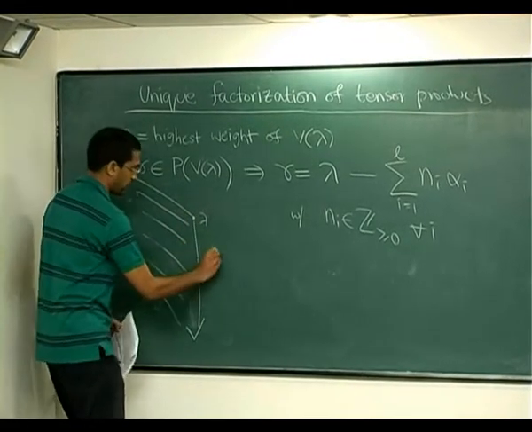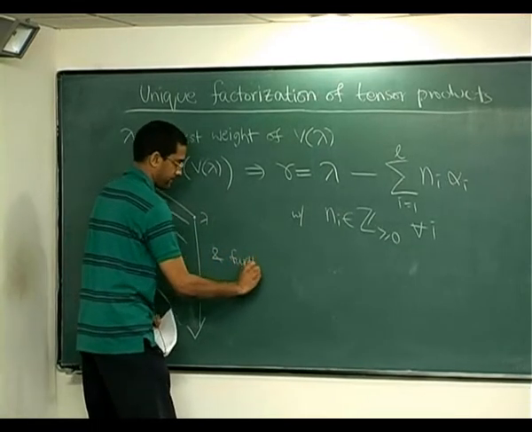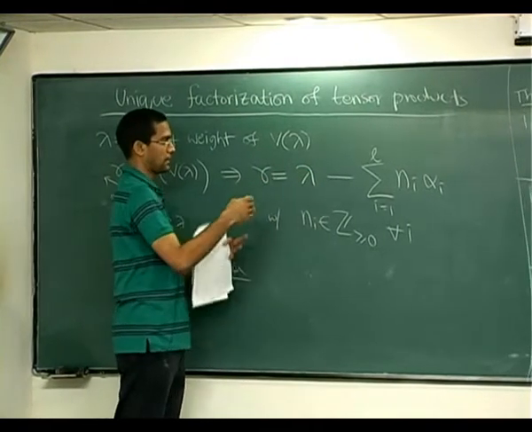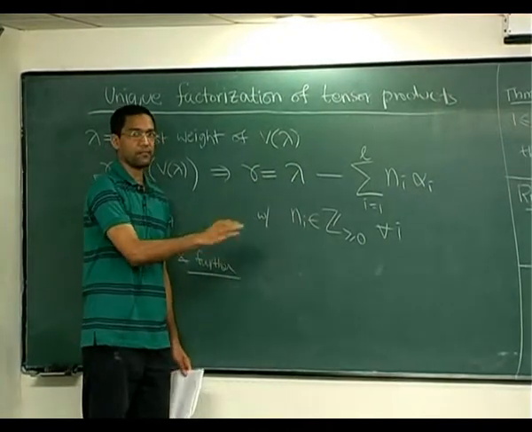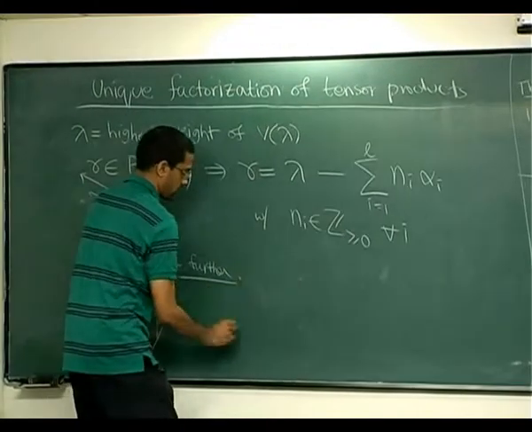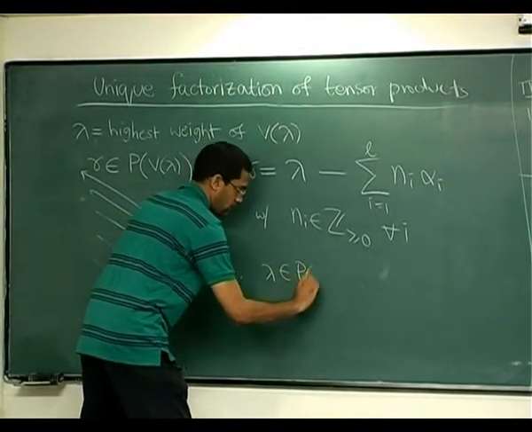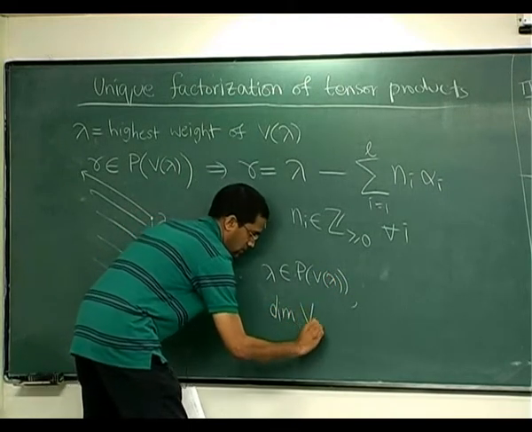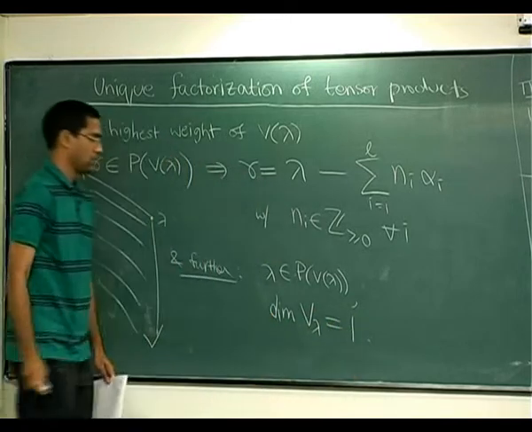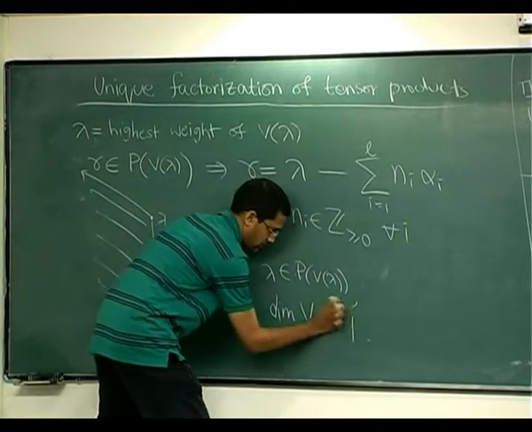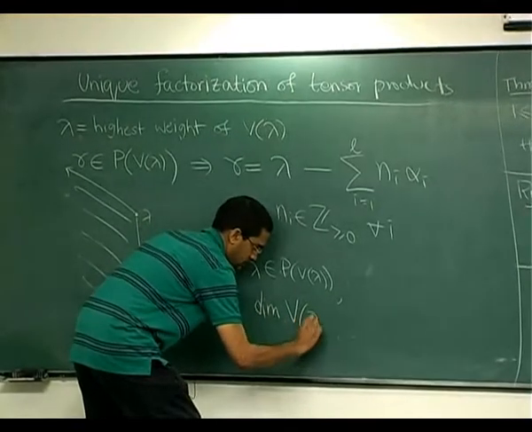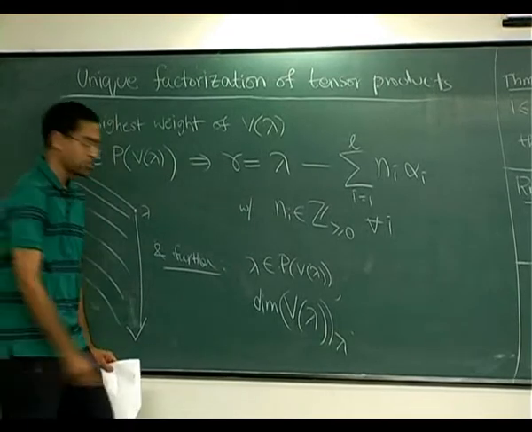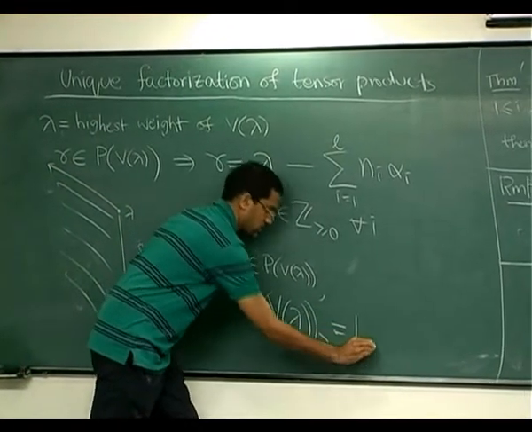And further, in fact, not only are all the weights of this form, there's a further fact that lambda itself is a weight of the module V lambda, and the dimension of the lambda weight space is 1. So I should have written this as: if you take the module V lambda and you figure out the dimension of the lambda weight space, then that turns out to be just a one-dimensional space.